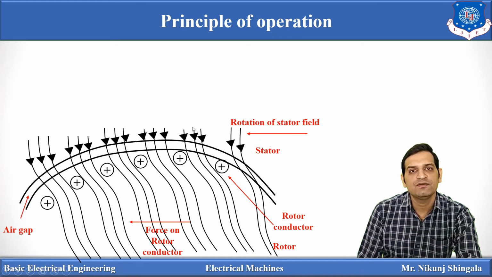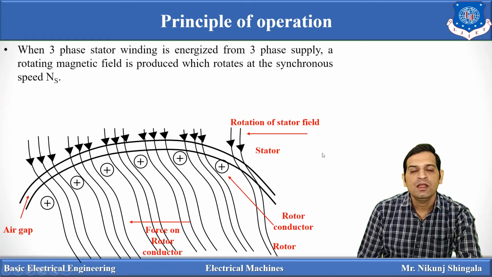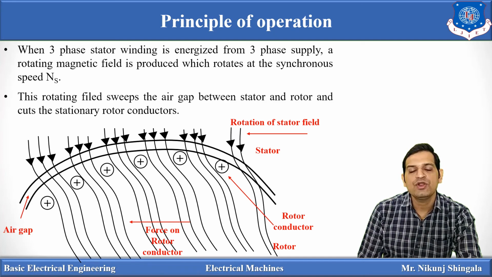And suppose rotation of stator field is in this direction, so I am going to prove that force on the rotor will also be in the same direction as that of the stator magnetic field, that is the RMF. And this is an air gap which is 0.4 mm to 4 mm between stator and rotor. Now when the three-phase stator winding is energized from three-phase supply, a rotating magnetic field is produced that we already discussed, which rotates at synchronous speed Ns. Now this rotating magnetic field will pass through the air gap and it will cut the stationary rotor conductor.